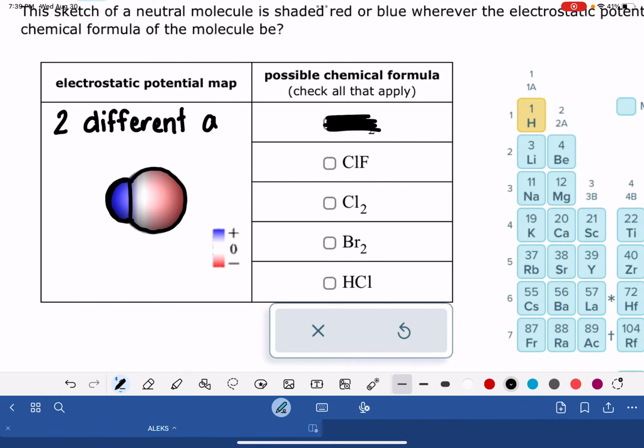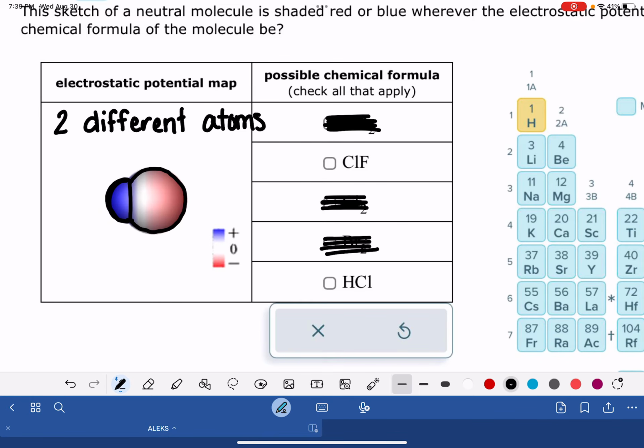And so that means I can go through my list again and eliminate. I know that I have 2 different atoms, so I don't have Cl2 because that's 2 identical atoms. I also don't have Br2 because that's 2 identical atoms. If I had Cl2 or Br2, I would see something that looked like this, where the 2 spheres or blobs were the same size, and I would also see them having the same shading, probably no shading at all.